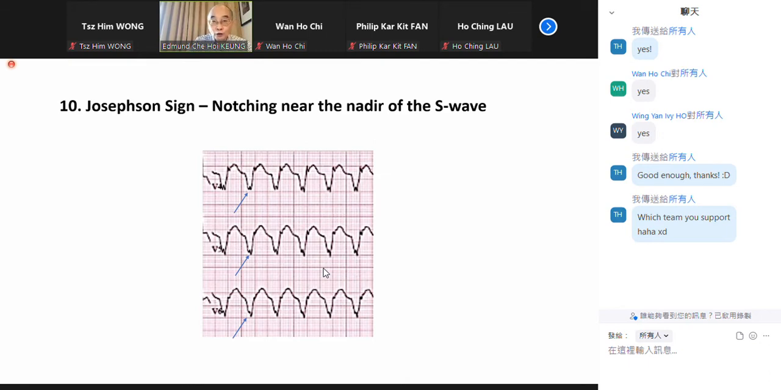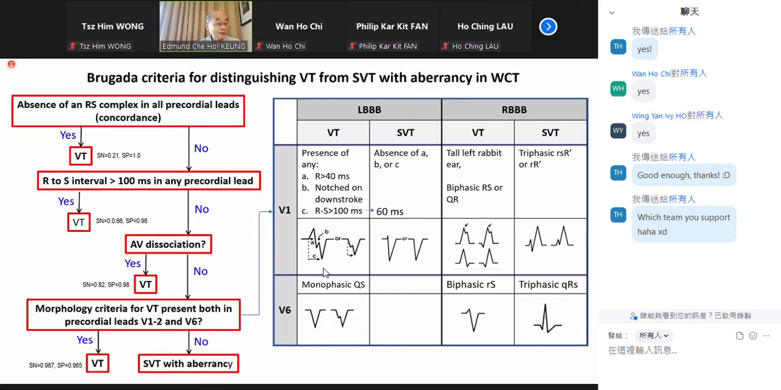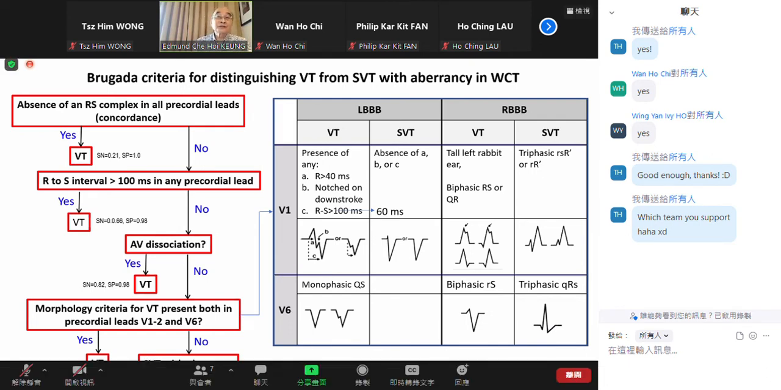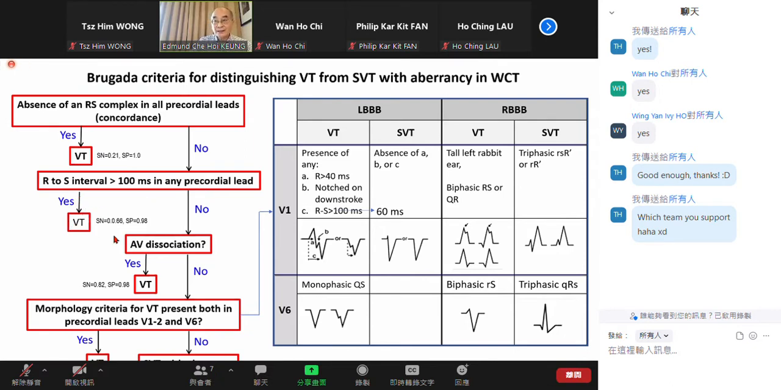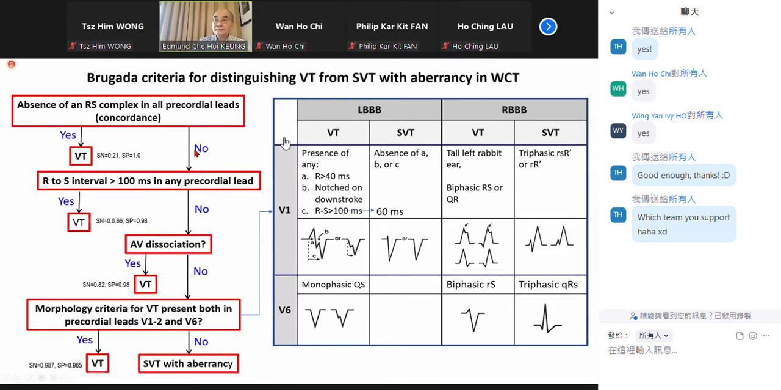Now let's revisit again, now we have to set up the criteria. He said, if you don't see any wide complex, and if they're all concordant, yes, it's VT. If not, you don't have to go on. Of course, he put the R to S in 100 milliseconds without the Josephson sign first, because it's his sign. But you can maybe find dissociation right away. This you need to go through. So if you can find it in any precordial leads, VT. Maybe dissociation, VT. And then come down to the morphology. If you cannot find any of them, he didn't include the Josephson sign.